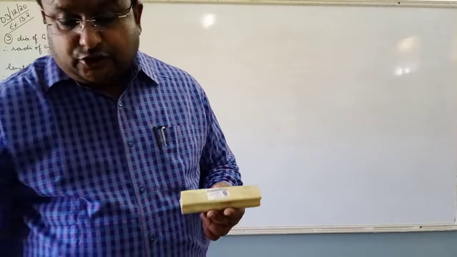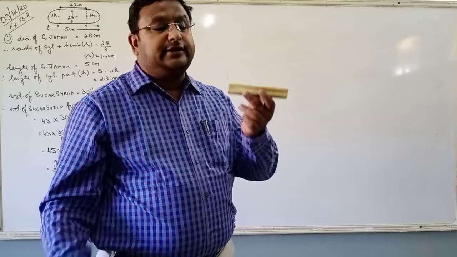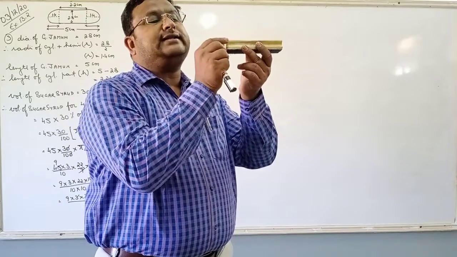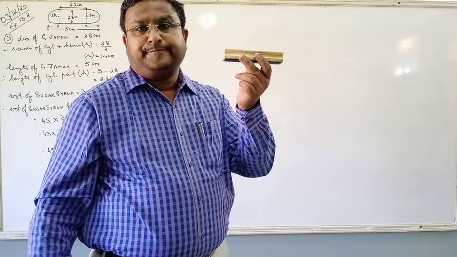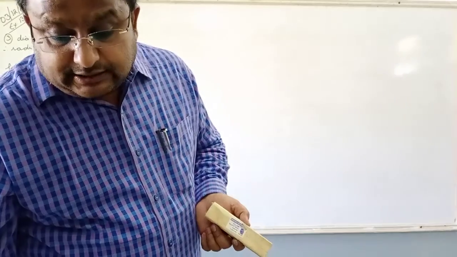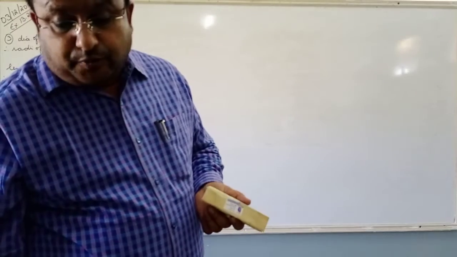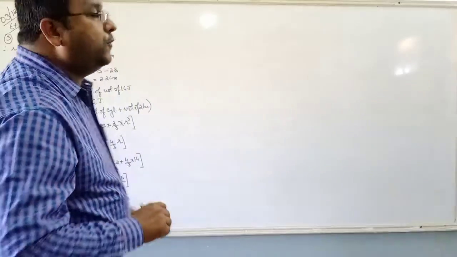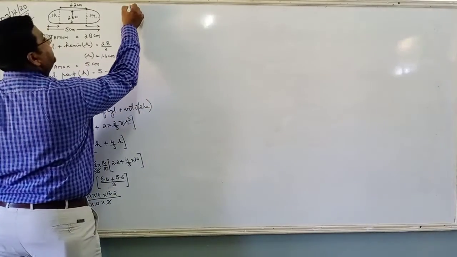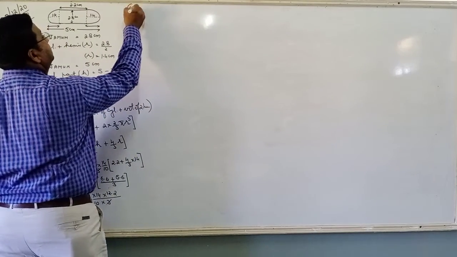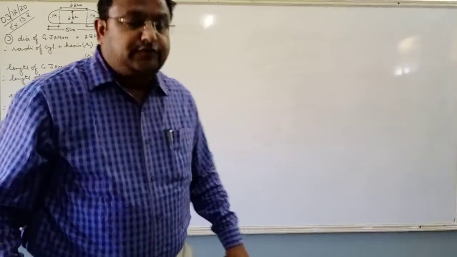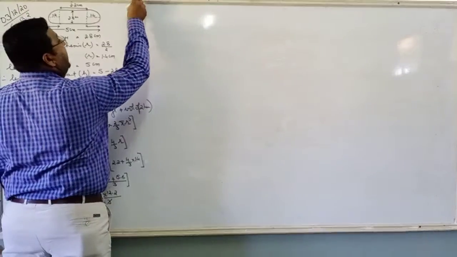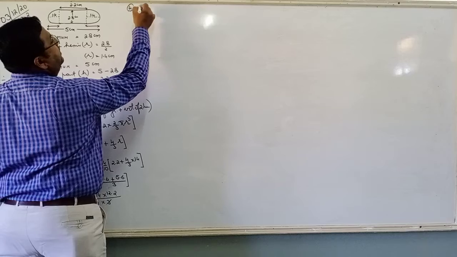The dimensions of this cuboid are 15 centimeter, 10 centimeter and 3.5 centimeter. And then he says the radius of each of the depression is 0.5 and depth is 1.4. Question number 4.